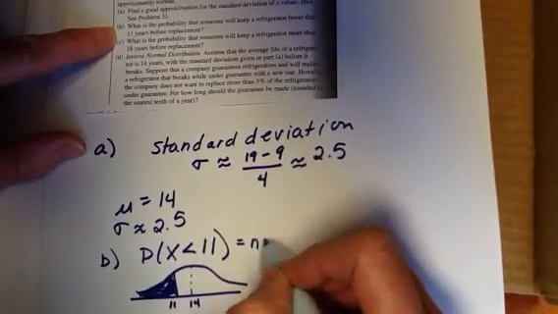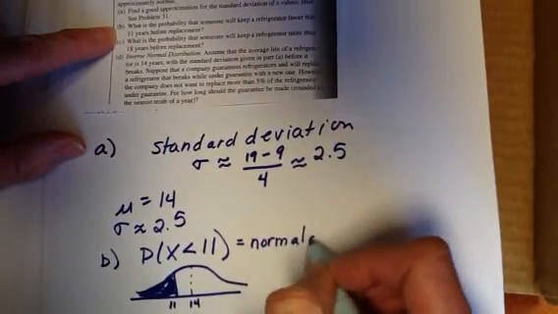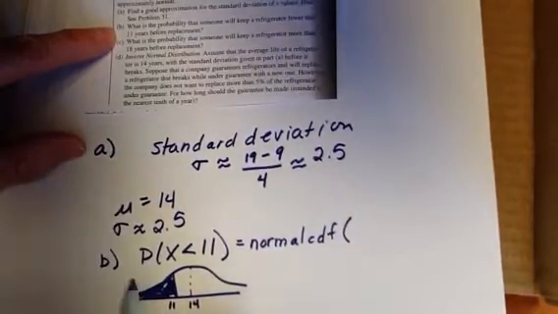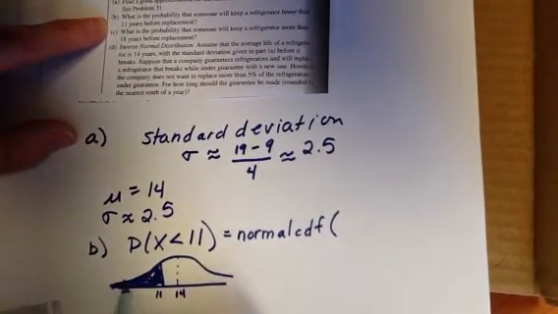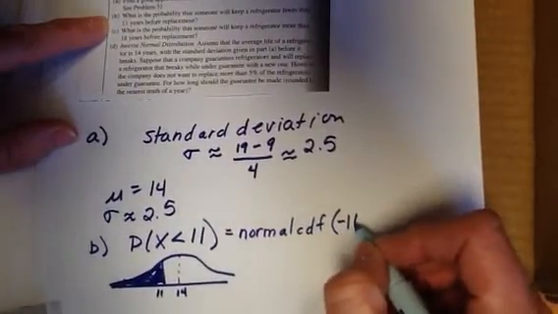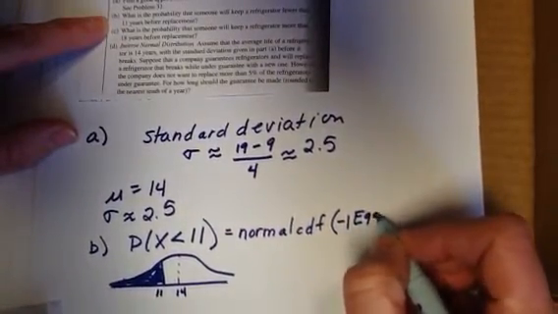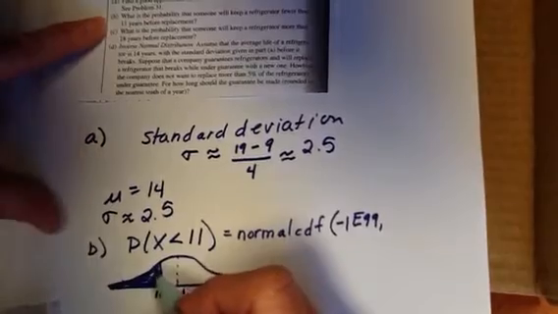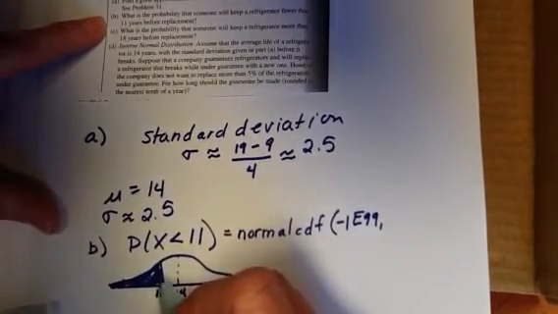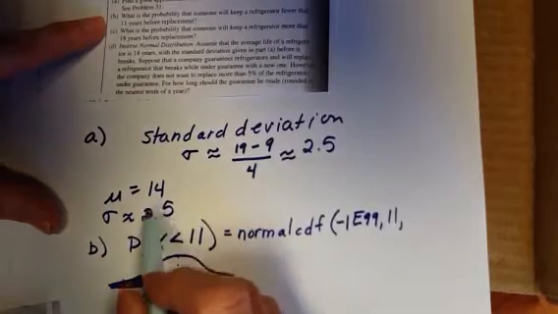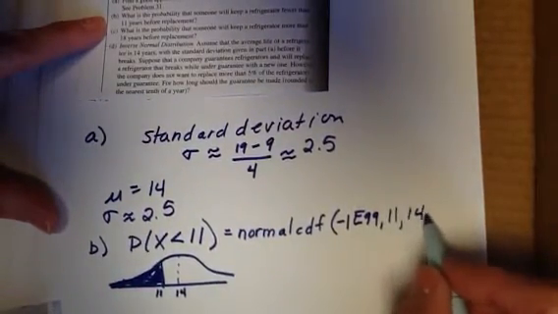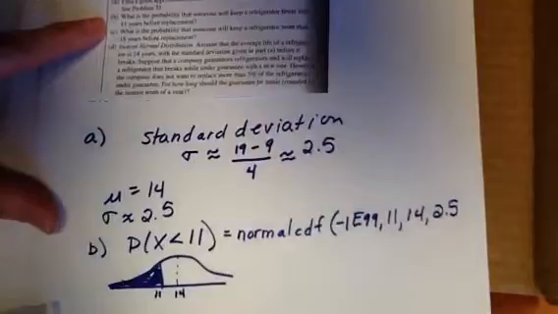So now we can use our normal CDF, as I showed you in a previous video. Our lower bound is the left area of the shaded region. Now remember, this goes on, so that's where we use our negative 1 E99, comma, the upper bound of the shaded area, which is 11, comma, mu and sigma, 14 and 2.5.